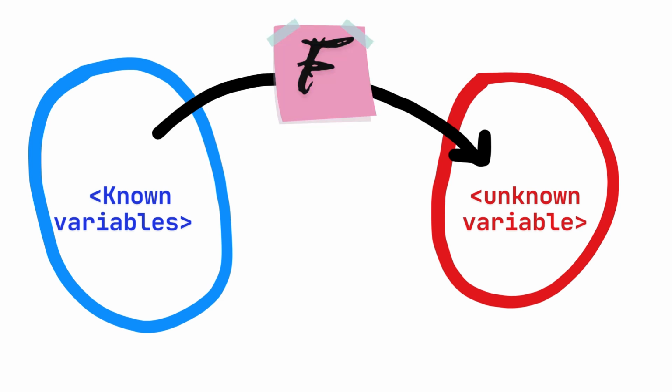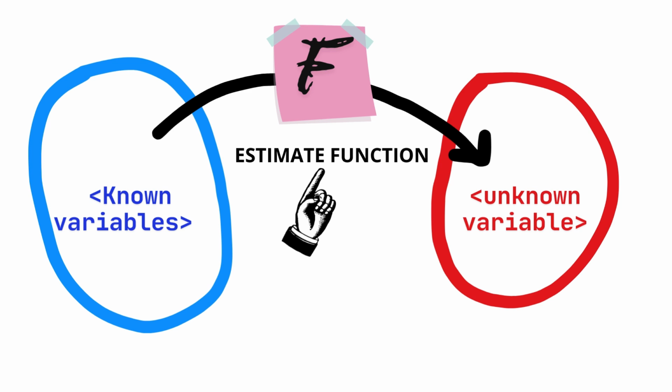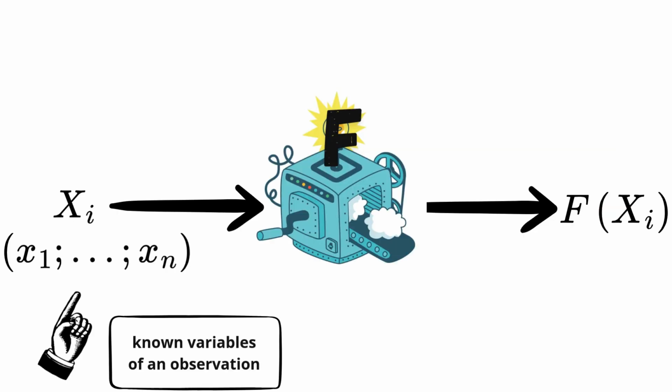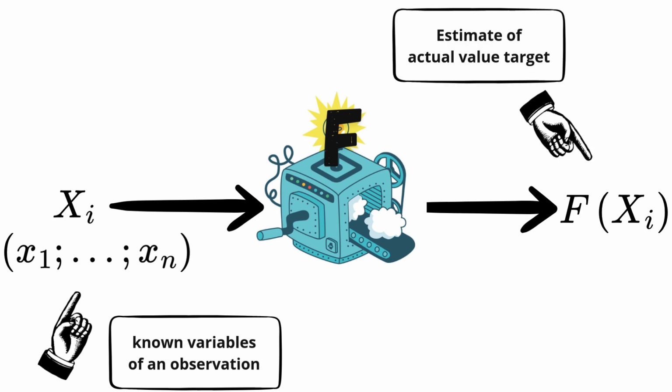The tool that we are going to use for this task is a function. This function is called the estimate function. In this estimate function, we put the known variables of a specific observation, and we have as output an estimate of the value of the target variable. The problem is, who is this estimate function? All the training process of gradient boosting is to determine this estimate function.